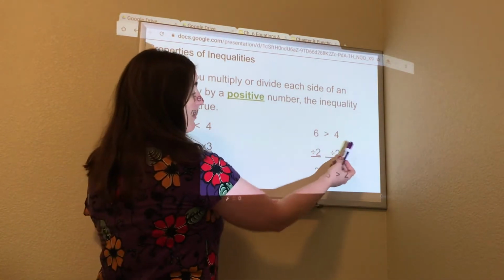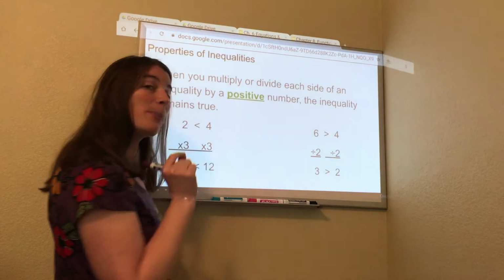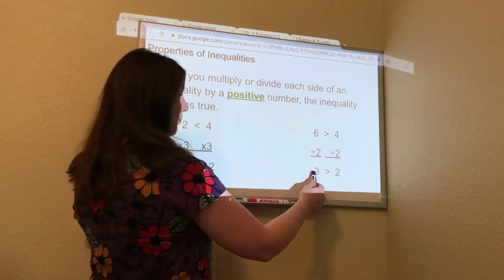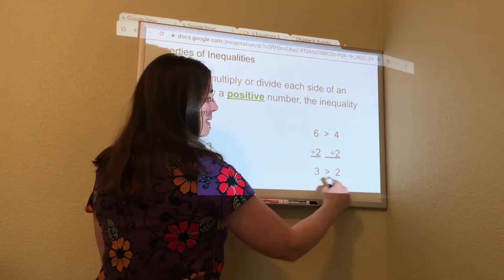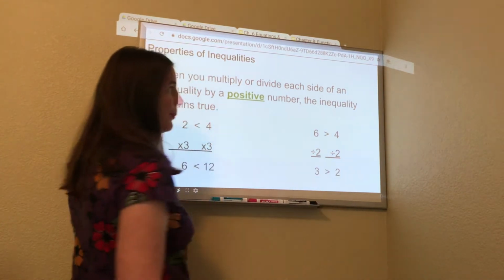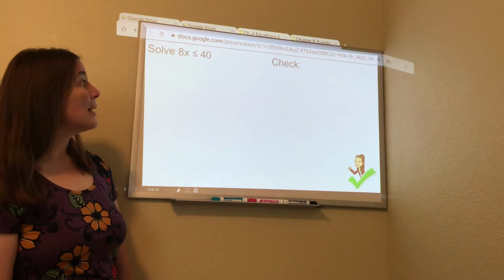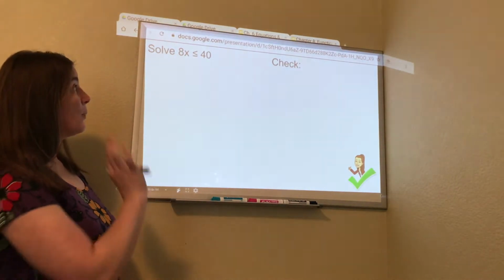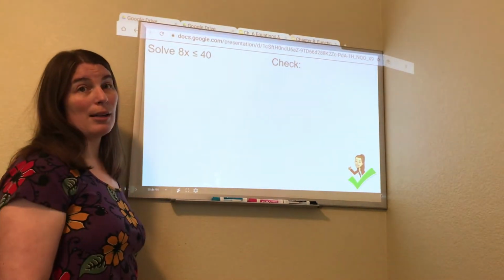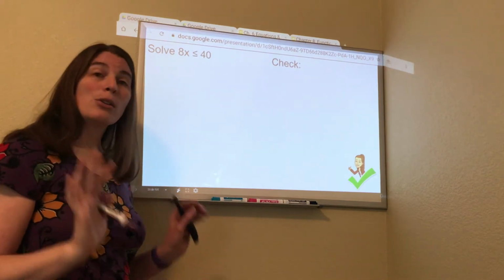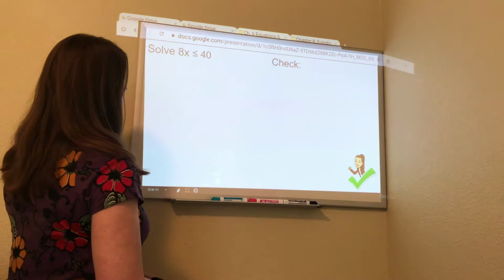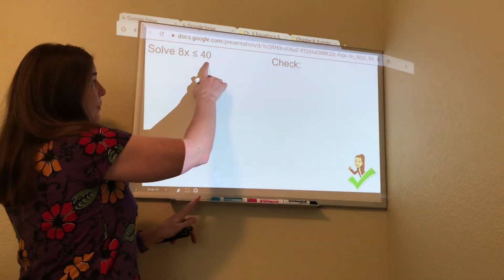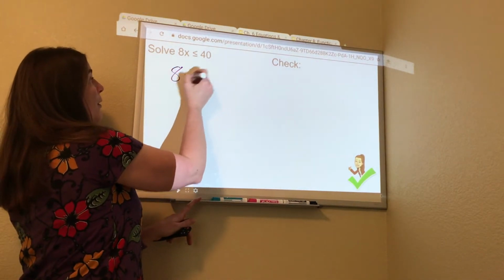If I divide both sides by the same positive number, then 6 divided by 2 is 3, 4 divided by 2 is 2. It still is true, so 3 is greater than 2. So let's go ahead and solve this. Now this, we are dividing by a positive, so we are okay here to not change the inequality, and I'll talk about that. So I have 8x is less than or equal to 40.